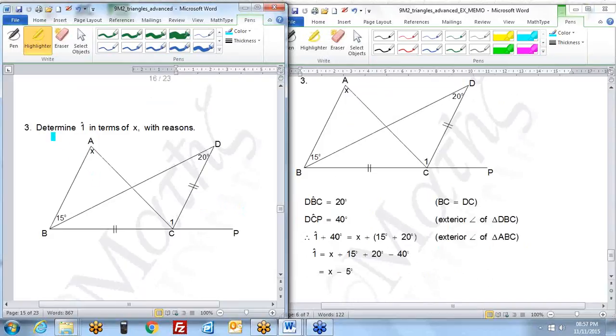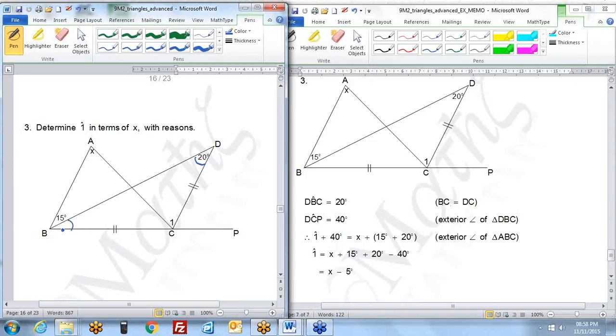Then number 3, determine angle 1 in terms of x with reasons. So they mentioned that BC equals DC. So in other words, this angle will be equal to 20 degrees, like that one, because DC equals BC. So we will use this over here. We will say angle DBC equals 20 degrees because BC equals DC.